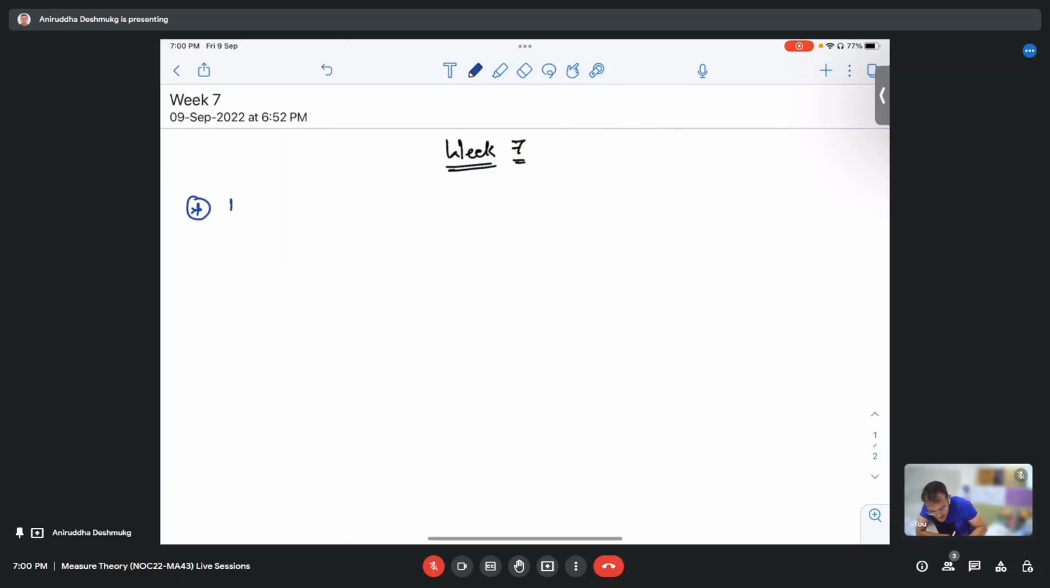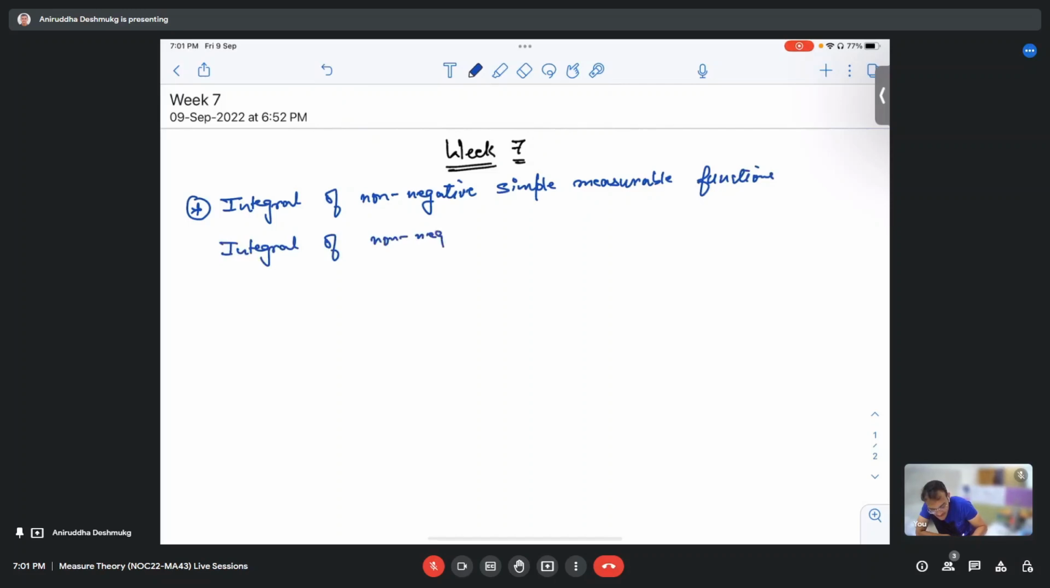So we have seen integral of non-negative simple measurable functions and integral of non-negative measurable functions. And of course, the properties of these things, which include linearity of the integral, and if f is integrable, then mod f is integrable, and all those things.